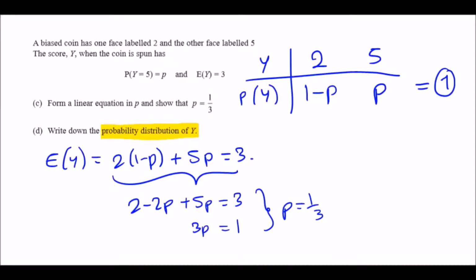This means if we're going to update our probability distribution, what do we have? Let me change color pen. So p here is going to be 1/3. And 1 minus p, so 1 minus 1/3, well, it has to be 2/3 anyway. It has to be 2/3 because the total must give you 1. And that's it, guys. That's all you need to do.